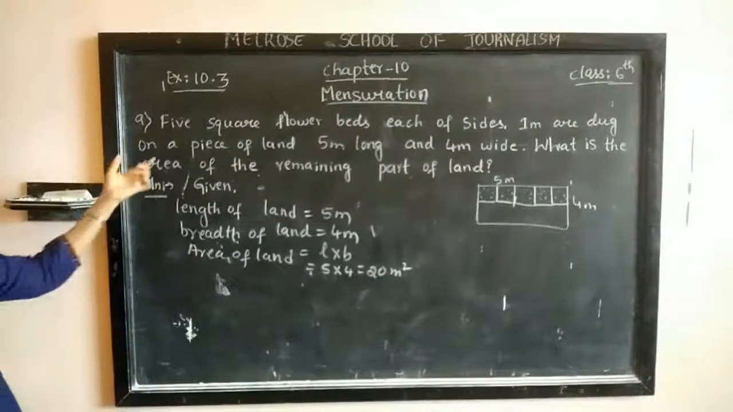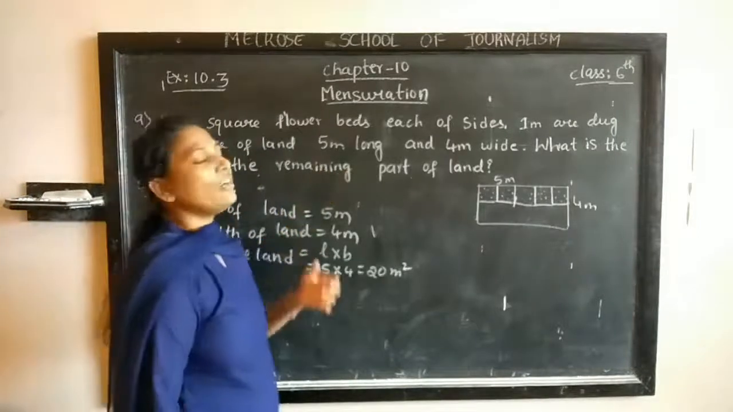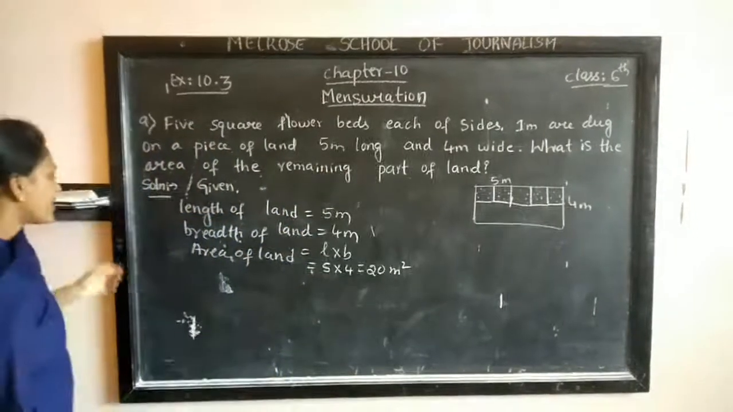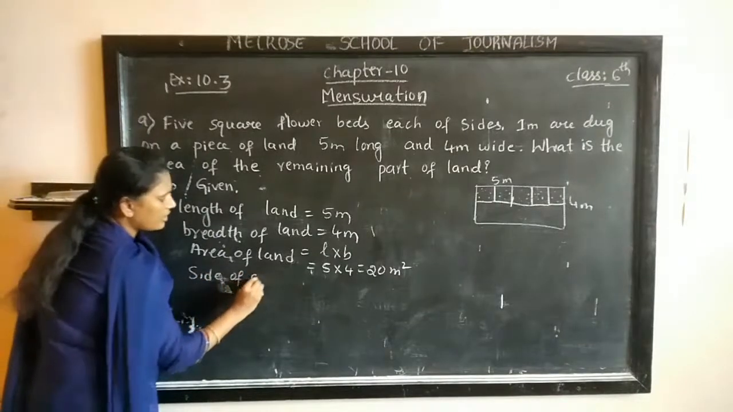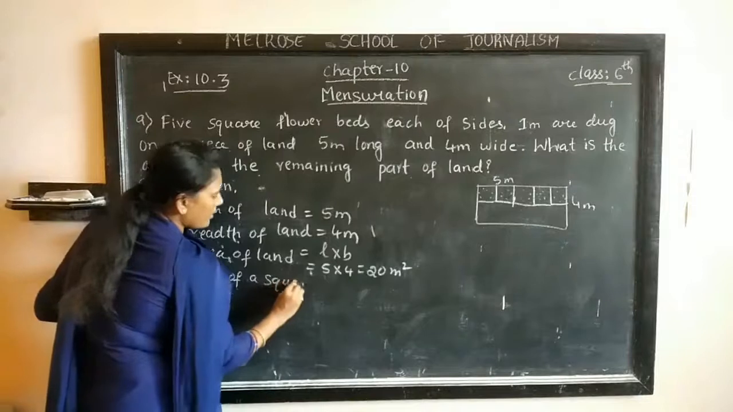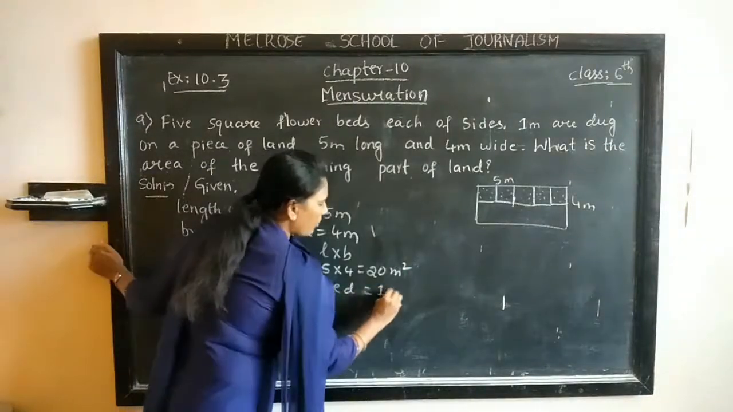And we have 5 square flower beds, each of side 1 meter. So, what is the side of a square bed? It is given 1 meter.